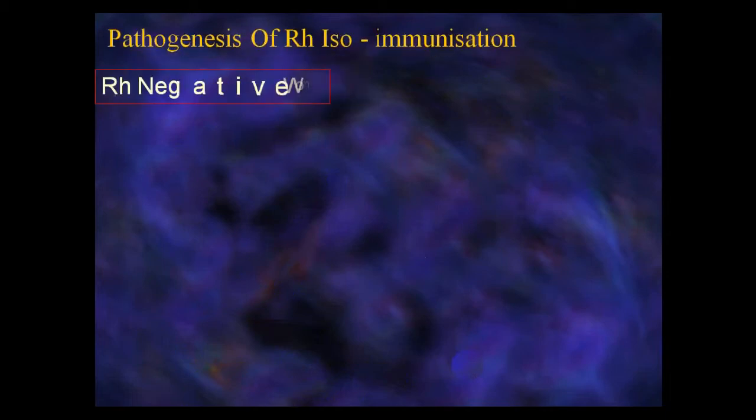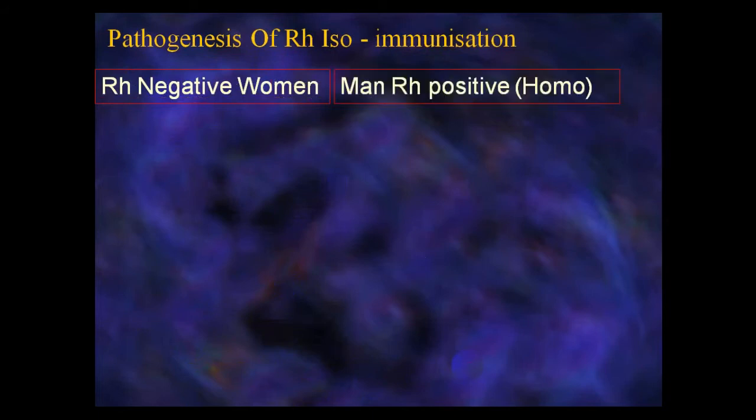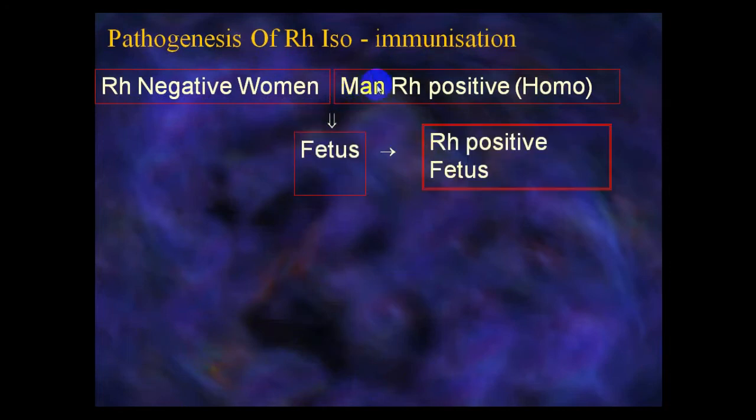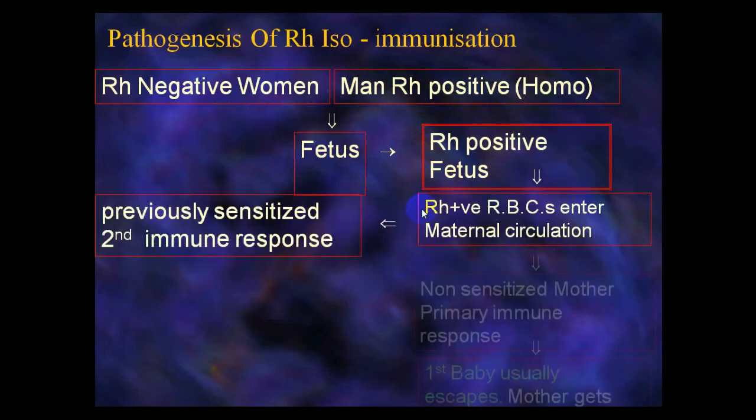Pathogenesis of Rh isoimmunization. If the mother's blood group is Rh negative and the husband is Rh positive, he may be homozygous or heterozygous. If homozygous, the fetus will be Rh positive. Rh positive RBCs enter the maternal circulation. When they enter the maternal circulation, they lead to a secondary immune response in a previously sensitized mother, or a primary immune response in a non-sensitized mother.